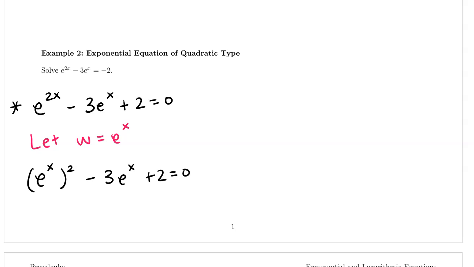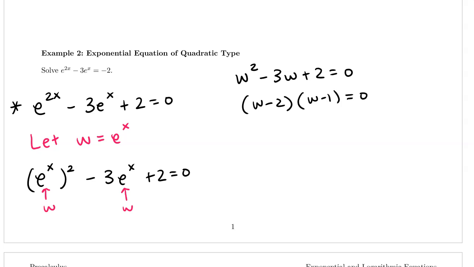Now what I can do is replace e to the x here with a w, and e to the x here with a w, and doing so will give me w squared minus 3w plus 2 equals 0. And now this is a quadratic equation that we can solve using factoring. So this will give me w minus 2 times w minus 1 is equal to 0, and we end up getting w equals 2 and w equals 1.